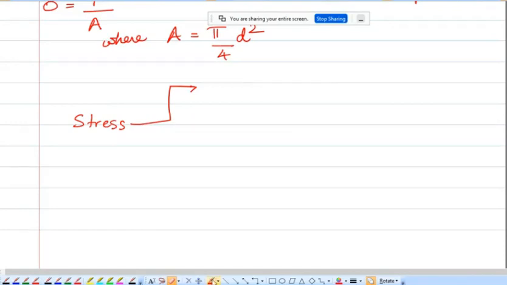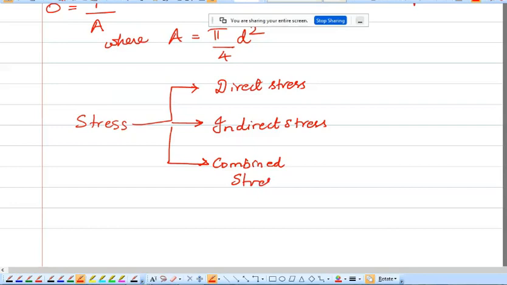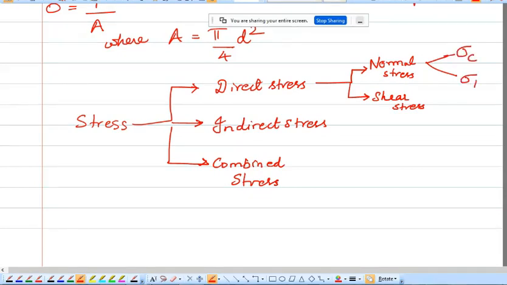First, you can classify stress as direct stress, indirect stress, and the third one is a combined stress. This direct stress can be classified into normal stress and shear stress. The normal stress can be either compressive stress or tensile stress. And shear stress is indicated by the term tau.